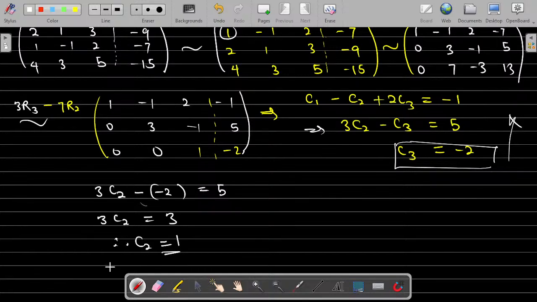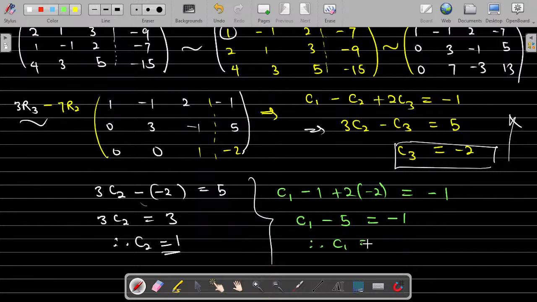All right, okay, so that's beautiful. And then on this side we can get our C1 by substituting C2 and C3 here. So we have C1 minus C2, which is 1, plus 2 times C3, which is minus 2, and that's equal to minus 1. Okay, so this is going to be C1. We are going to have minus 4 minus 1, and that's minus 5, is equal to minus 1. Therefore, our C1 is equal to minus 1 plus 5, which is equal to 4. Okay, so our C1 is equal to 4.